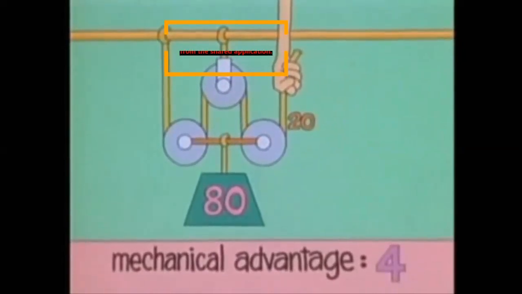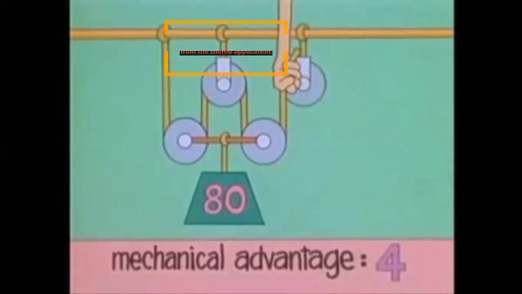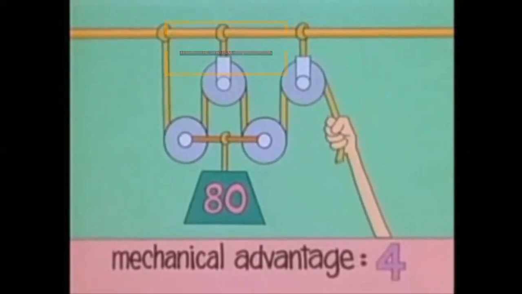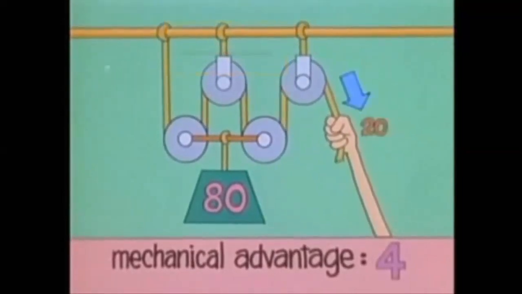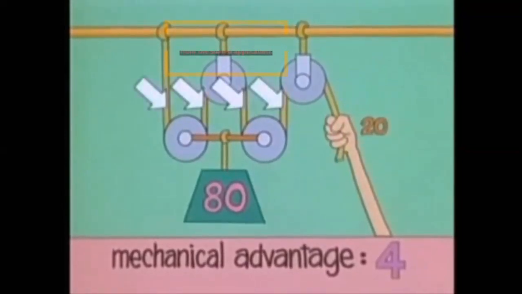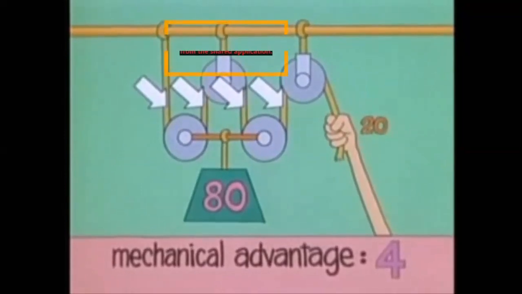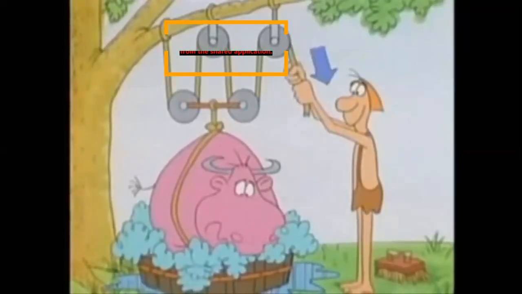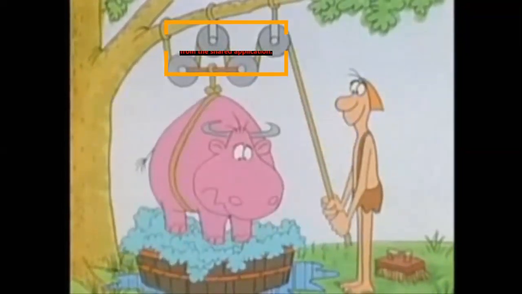To make things even easier, you can add another fixed pulley. So you can still apply your force to this rope, but now you can do it by pulling down with 20 pounds. The movable pulleys are still supported by the same number of rope segments. So the mechanical advantage is still the same. The pulley system still multiplies your force by 4. And in exchange, you have to exert your force 4 times the distance that the load moves. You trade distance to get force.